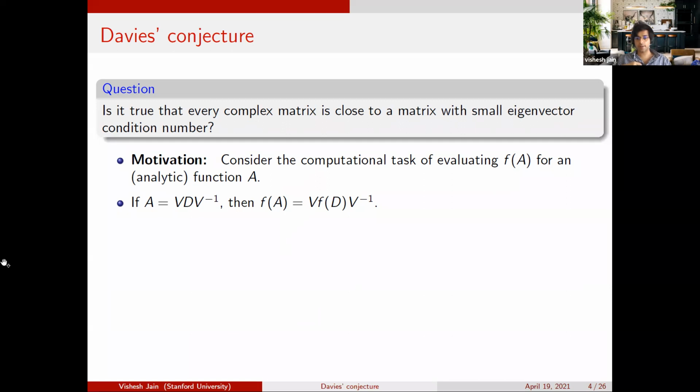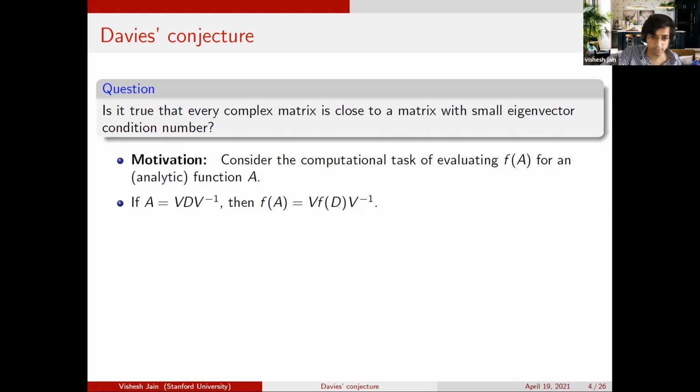Yeah. So he was interested in this actual computational task: I give you some analytic function F, and you want to evaluate it on a matrix A, right? Now you say, well, I know that if A is diagonalizable, I can write A as V D V inverse, and now F of A is V times F of D times V inverse. So what's the problem here? I know how to evaluate F of D, and I can multiply by V and V inverse. So there doesn't seem to be an issue here, right?